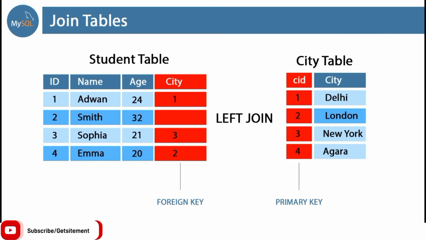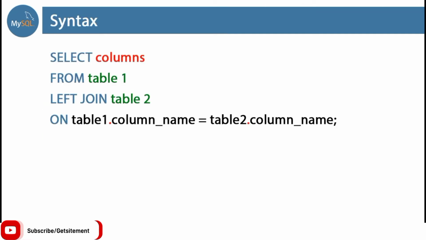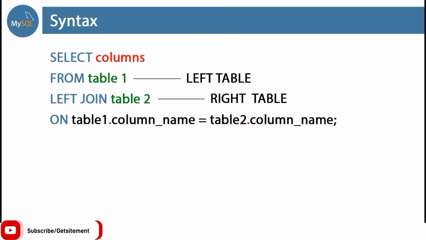Let's talk about syntax. First you need to type the select command. If you want to see all the columns, you can use the star sign. Otherwise, you can provide the column names. Then you need to type the from keyword and table 1. Table 1 means our left table. After that, we need to use the left join command and table 2. Table 2 is our right table.